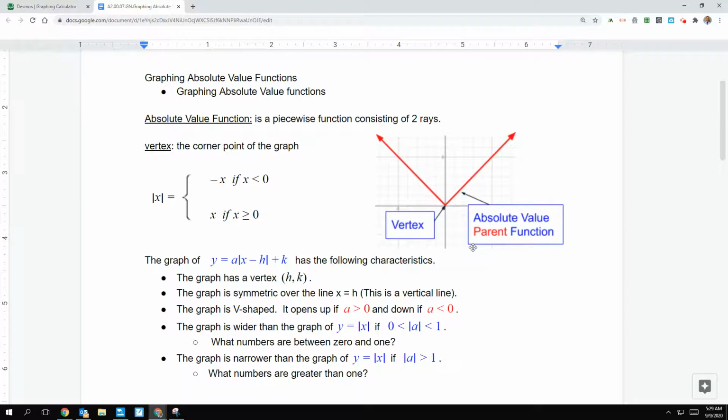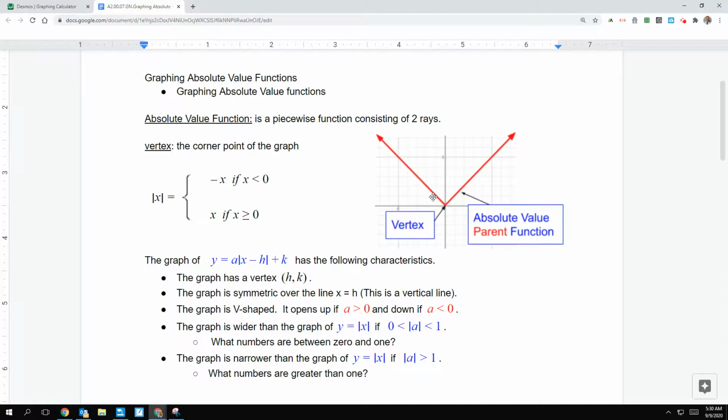The graph is wider than the graph of y equals the absolute value of x if the absolute value of a is between 0 and 1. So some numbers that would be between 0 and 1 would be like 0.5, 1/2, 1/4. So if we have a fraction or a decimal out front, this graph will widen. It won't go up so high.